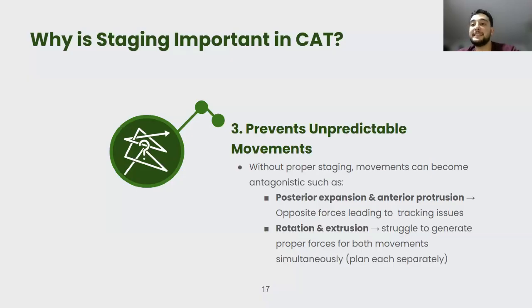However, if we do constriction of the posterior segment, we can apply anterior protrusion more effectively, because of the pearl necklace analogy. If you imagine the aligner as a pearl necklace, if you push the sides, the front side is gonna go back, and this is gonna be the retraction of the anterior teeth. But if we want to do anterior protrusion, we're gonna need to constrict the sides or the posterior segments. Also, rotation and extrusion. The aligner is going to struggle to generate the proper forces to plan both movements at the same time. So we need to separate the vertical movements from rotational movements needed on teeth.